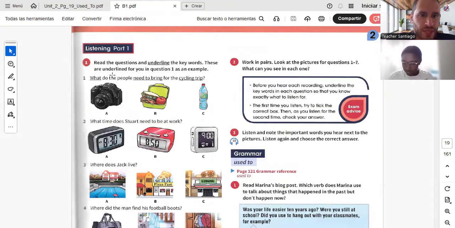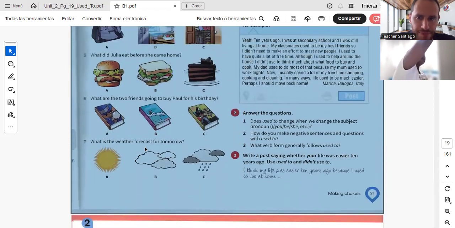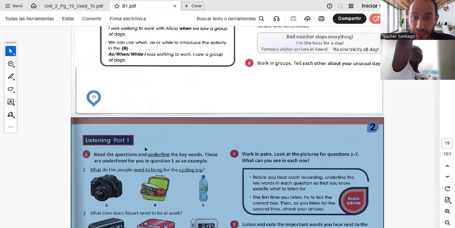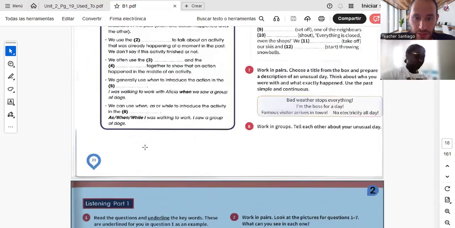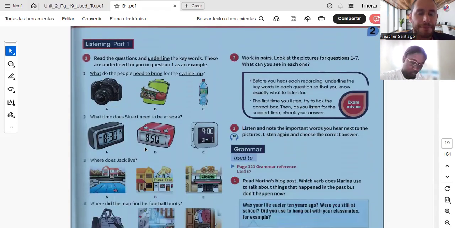So we're going to continue. It says, read the question and underline the keywords. These are underlined for you in question one as an example. This is a listening activity. What do people need to bring for the cycling trip? So we're going to listen to track one. I suppose it's track 9 because it's not mentioned at all. Or track 10, maybe. Okay, track 10.